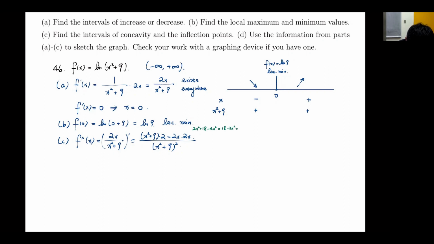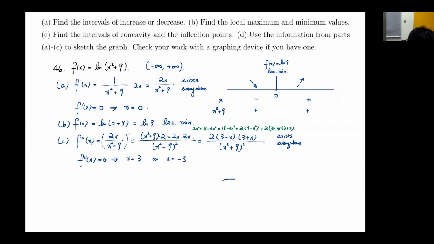You could further simplify this as 2 times 9 minus x squared, and 9 minus x squared can be factorized as 3 minus x and 3 plus x. So we get 2 times 3 minus x, 3 plus x, divided by the square of x squared plus 9. Again, this exists everywhere, so all we need to worry about is where it takes 0. So f double prime of x equals 0. This tells me that either x equals 3 or x equals minus 3.